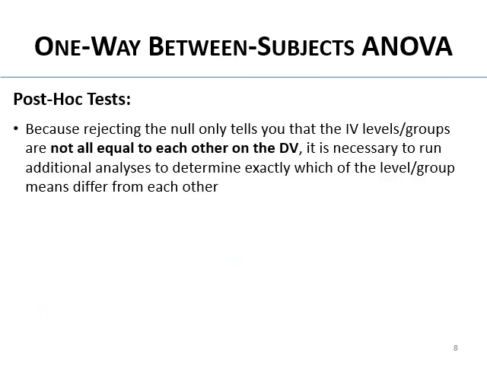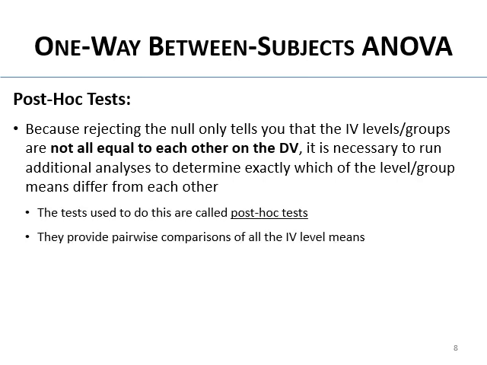Because rejecting the null only tells you that the IV groups or levels differ, at least one differs from another, that is, they're not all equal to each other on the DV, you've got to run additional analyses to determine exactly which of the levels or groups differ from each other. Is it just one from one other, or do they all differ? You've got to figure it out. So those tests again are called Post-Hoc tests, and they give you pairwise comparisons of all the IV level means.